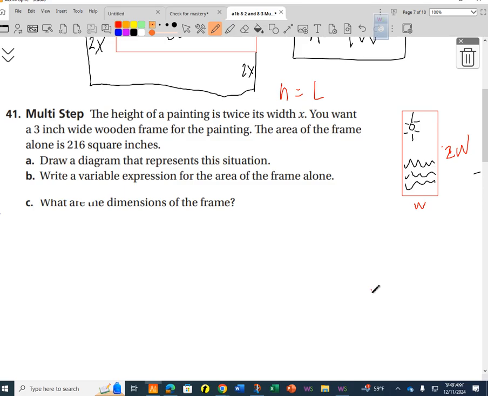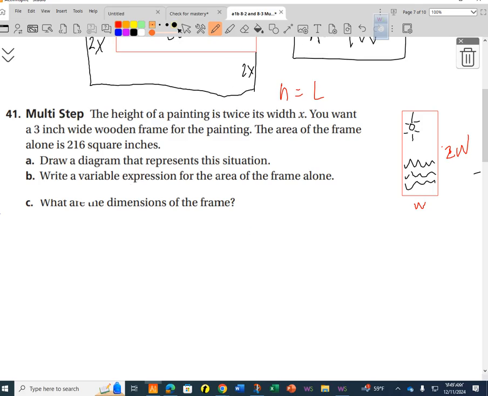All right. Now it says you want a 3-inch wide wooden frame. So have you ever framed a picture before, guys? No? Anybody ever framed a picture before? Stick a picture in a frame? Okay, Swan has. That's good.